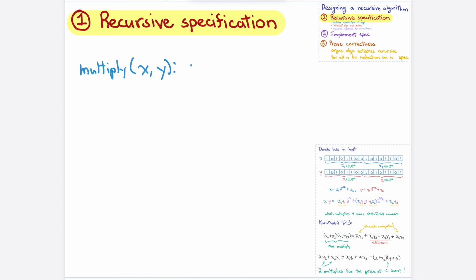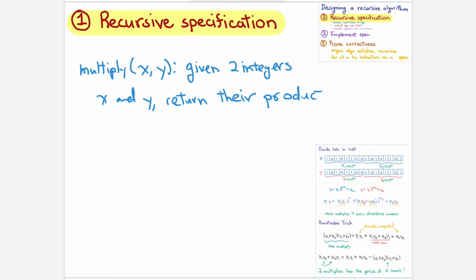Yeah, we're just going to multiply. Maybe I'll first describe what the input is. Given two integers x and y, return their product. As usual, it's not so different from what the original problem was, but you do need to establish this to feel good about your recursion formally.